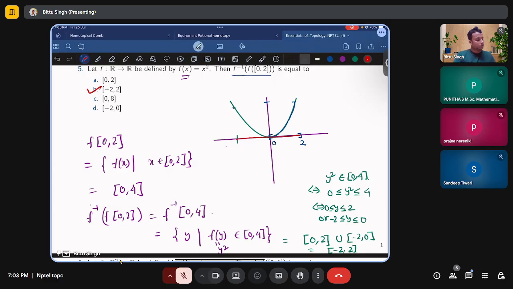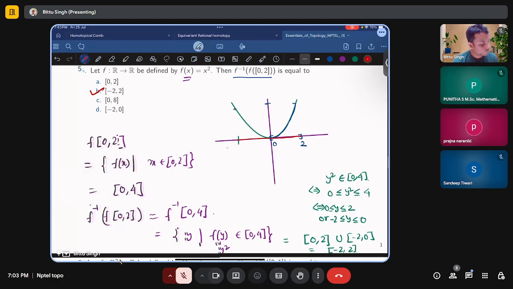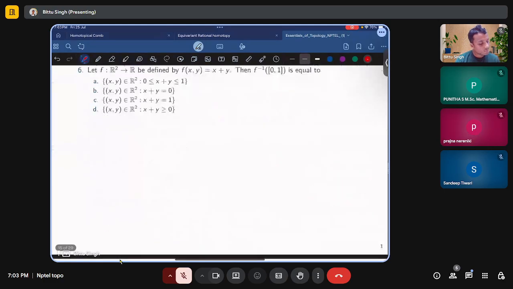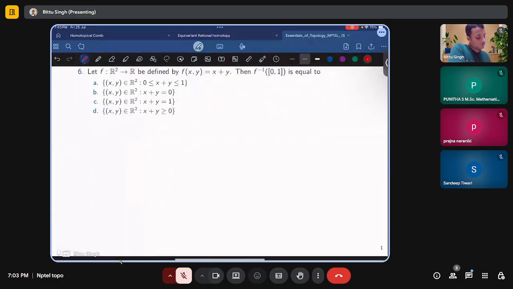So is it clear? Yes. Okay. Here is question number 6. Again, f of (x, y) is defined by x plus 1. So f is a map from R2 to R. Now the question is, what is f inverse of closed [0,1]?